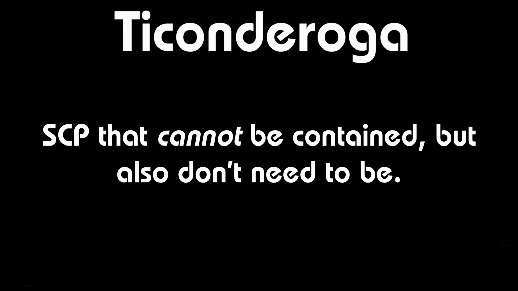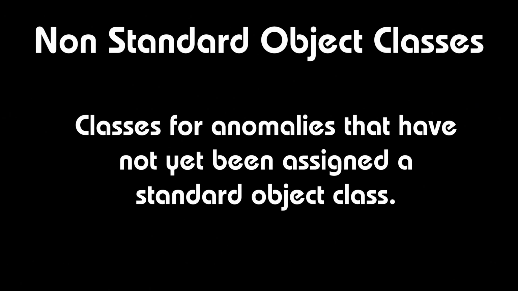Ticonderoga. Ticonderoga SCPs are anomalies that cannot be contained, but also don't need to be. So in this case, there is no box, but there's also no need to take efforts to find a box. It's fine the way it is. Now, there are 6 non-standard object classes. These are classes for anomalies that have not yet been assigned to a standard object class for some reason.